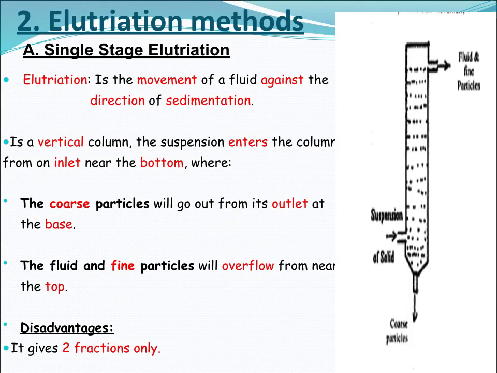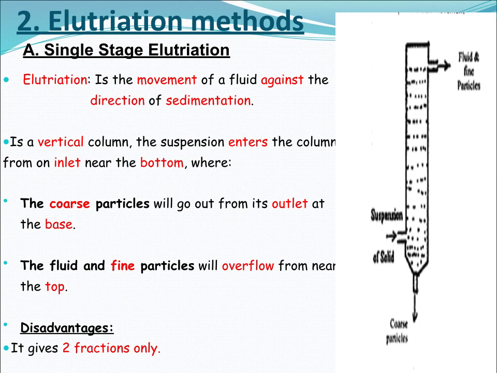The second method of fluid classification is elutriation methods. And even under elutriation, we have 2 subclasses: single stage elutriation and multiple stage elutriation. The word elutriation means the movement of the liquid against gravity, against the direction of sedimentation. It means from down to top, moving upward.